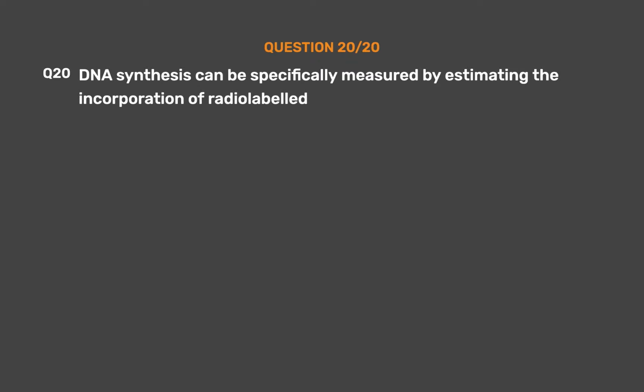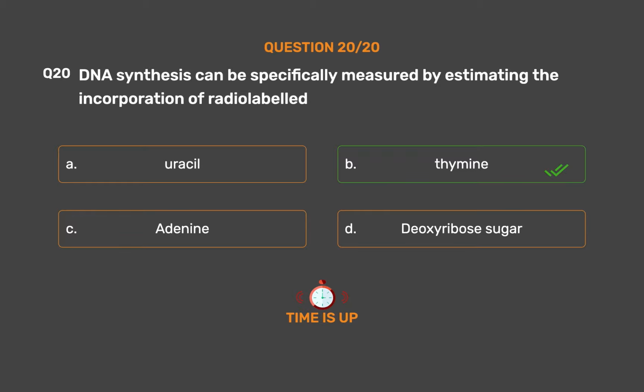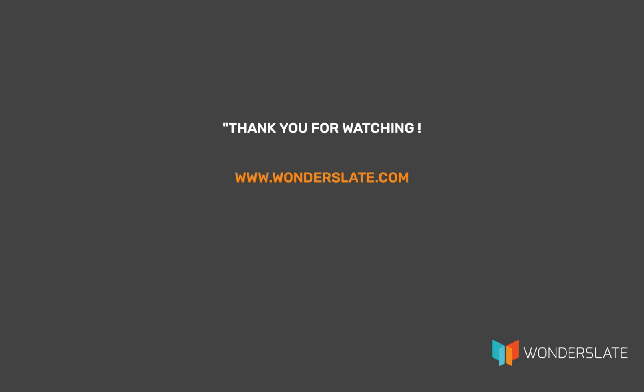Question number 20. DNA synthesis can be specifically measured by estimating the incorporation of radiolabeled option A. Uracil. Option B. Thymine. Option C. Adenine. Option D. Deoxyribose sugar. The correct answer is option B. Thymine.